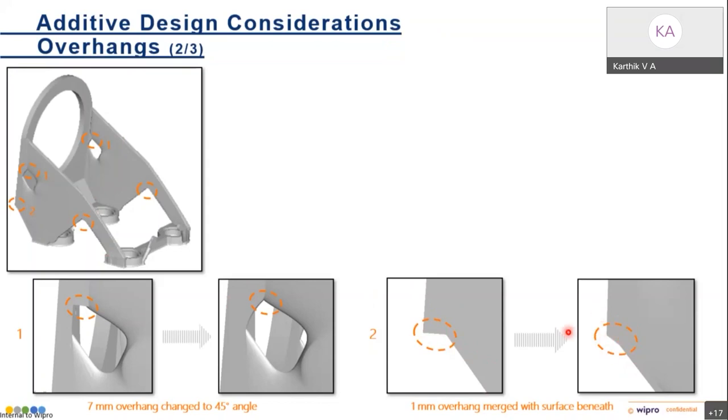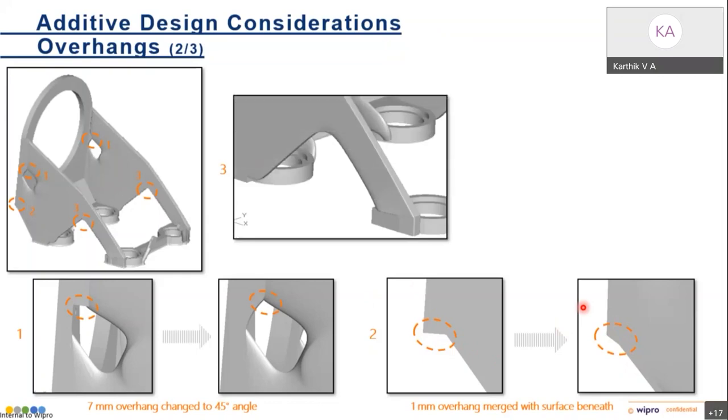And these are subtle changes which we make from a design point of view to get a successful build. They may not be very fancy or showy changes, but these are things that a designer has to consider in order to ensure that the build is successful.